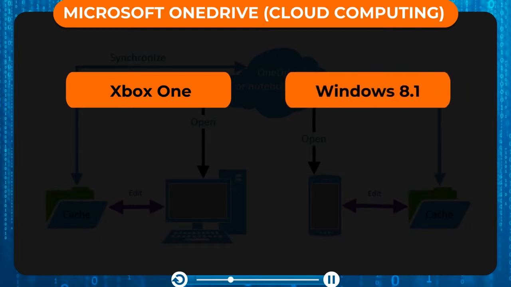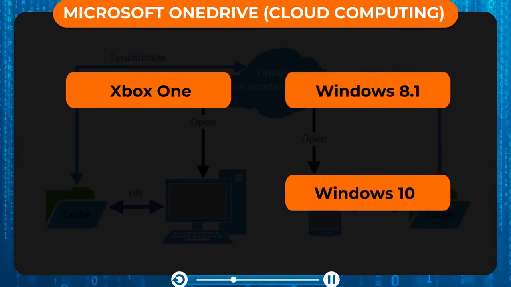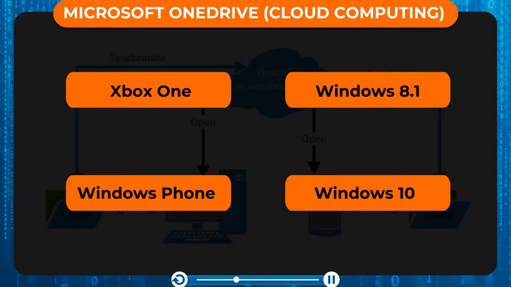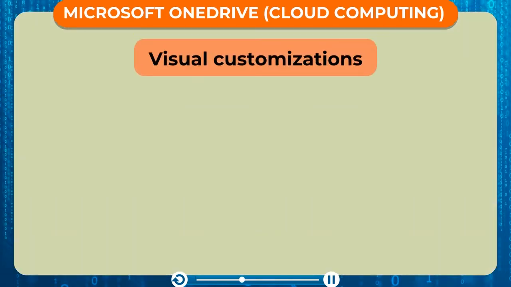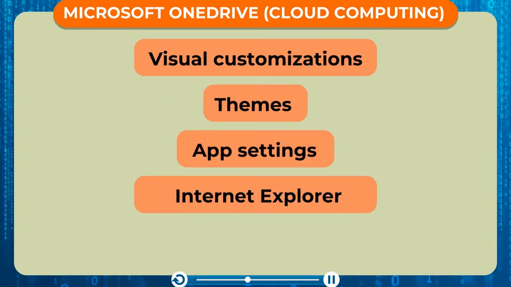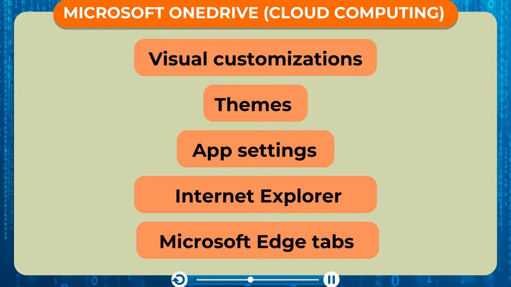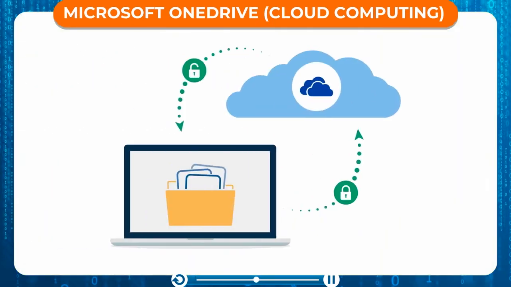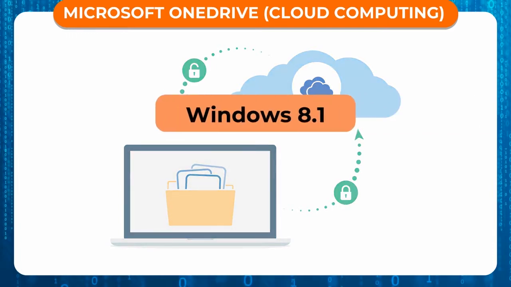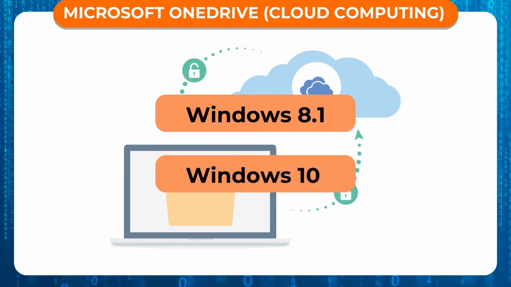Xbox One, Windows 8.1, Windows 10, and Windows Phone use OneDrive also for synchronizing your system settings, visual customizations, themes, app settings, and even Internet Explorer or Microsoft Edge tabs, history, and saved passwords. The files stored in OneDrive can be accessed directly from a web browser, or if you are using Windows 8.1 or Windows 10, directly from the operating system.